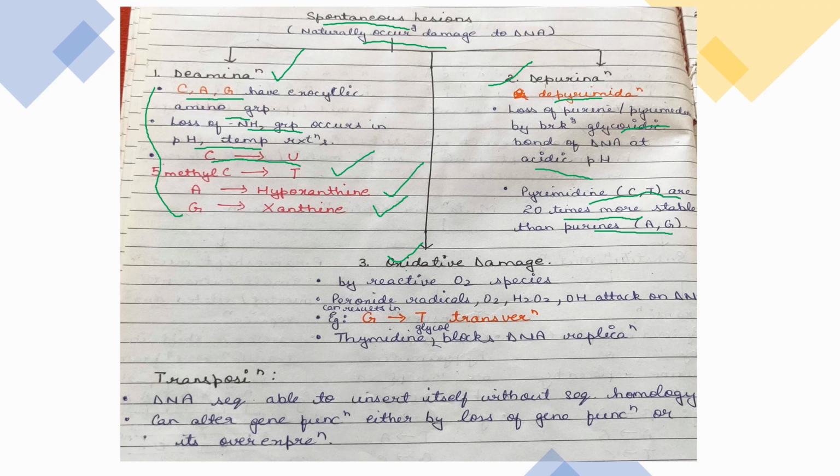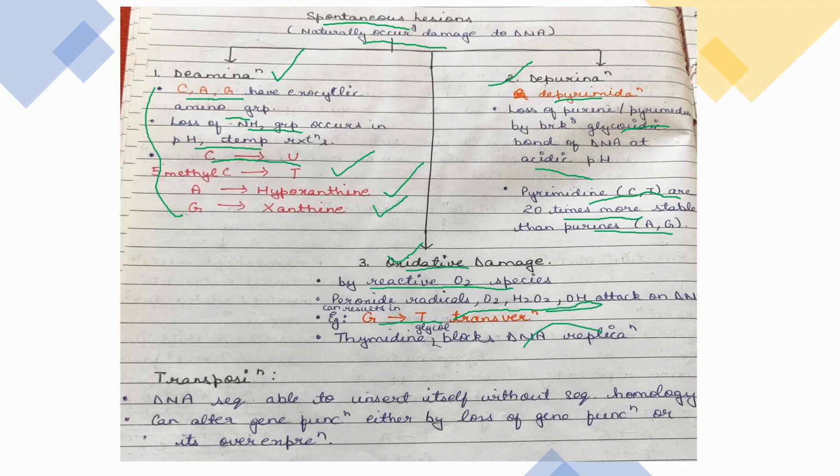Now third is oxidative damage. So this occurs by reactive oxygen species. Peroxide radicals, oxygen or OH can attack on DNA, which can result in G to T transversion. Now thymidine glycol also can block DNA replication.